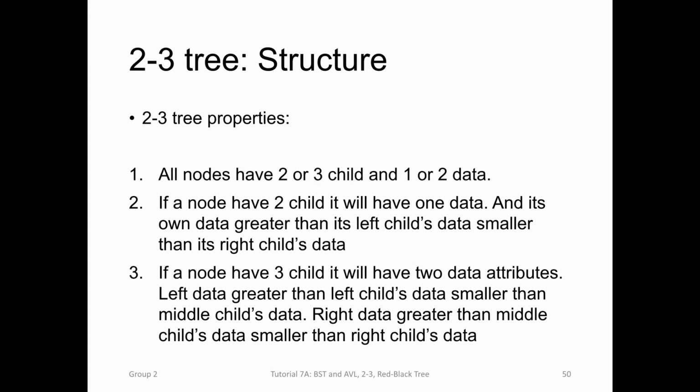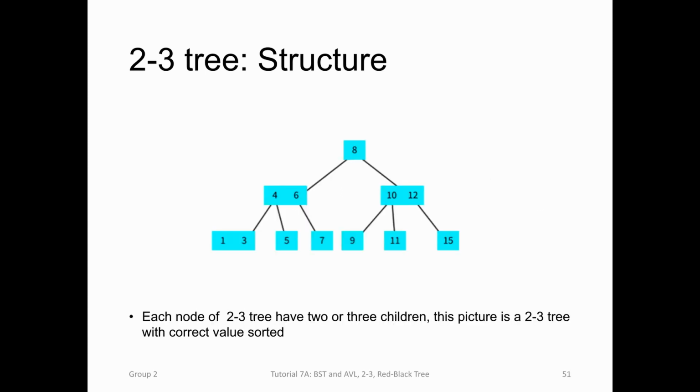Thirdly, if a node has 3 children, it will have 2 data attributes. The left data is greater than the left child's data, but smaller than the middle child's data. The right data is greater than the middle child's data, but smaller than the right child's data. This picture is a 2-3 tree with correct values sorted. We can see each node of the 2-3 tree has 2 or 3 children.